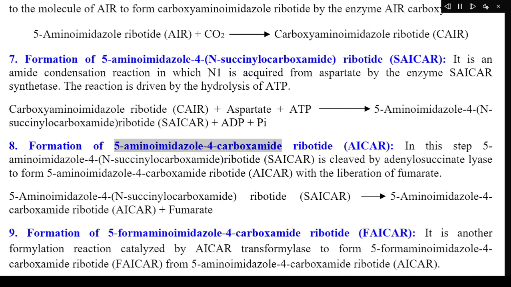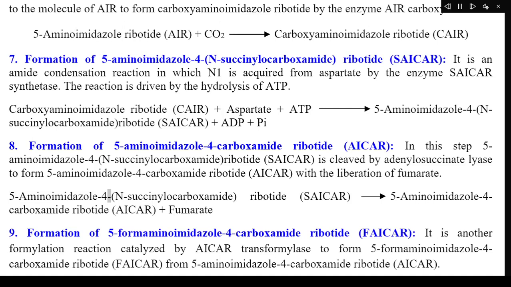8. Formation of 5-aminoimidazole 4-carboxamide riboside, ICAR. In this step, 5-aminoimidazole 4-N-succinylocarboxamide riboside, SAICAR, is cleaved by adenylosuccinate lyase to form 5-aminoimidazole 4-carboxamide riboside, ICAR, with the liberation of fumarate.